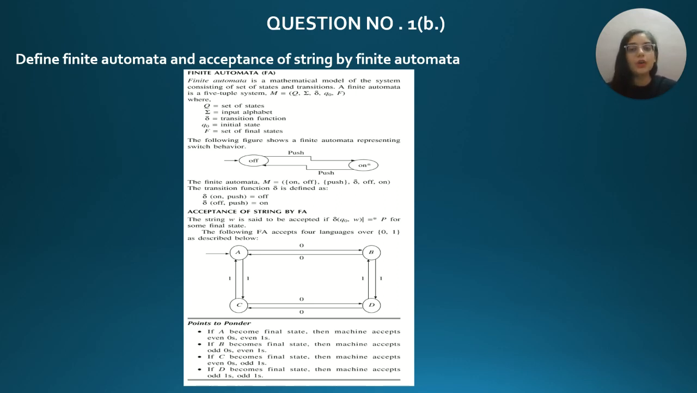And the meaning of these are set of states, input alphabet, transition function, initial state and set of final states respectively. Now what is a finite automata? It is a mathematical model in which we use states and transitions to show how a string is made and what is happening in the system. As you can see in the diagram, we have an off and on automata using a push button transition. And how does it accept a string? Let's understand it.